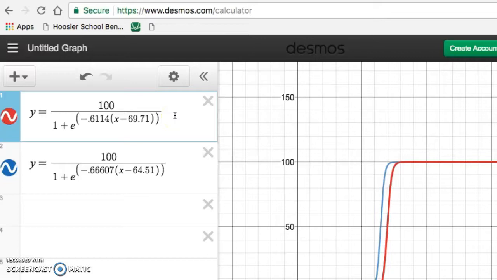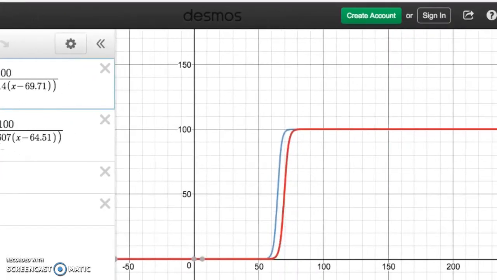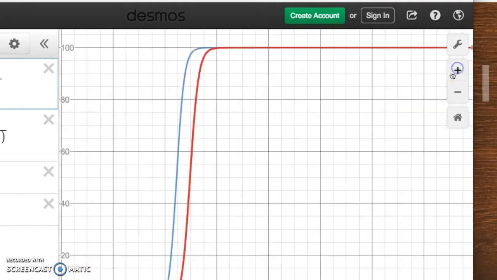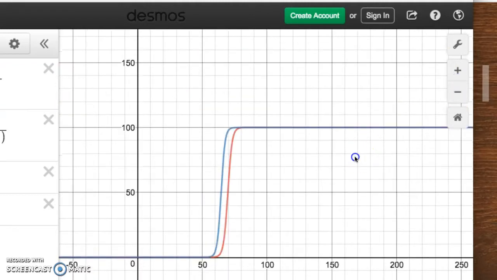here I've got the male equation, and then here I typed in the female equation. So male in red, female in blue. And then what you'll have to do is zoom out. I had to get it all the way to 100 by 100 there. And then maybe you can see.